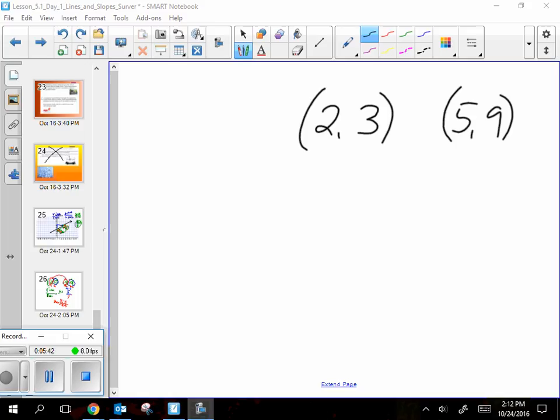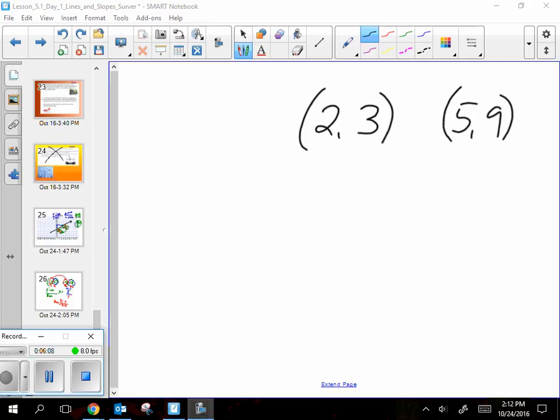So which one did I say was the rise? The X's or the Y's? Y's are the rise. Say it. I know some of you feel too cool to say that, but if you say it, you will remember it more likely when the test rolls around. So Y's are the rise.